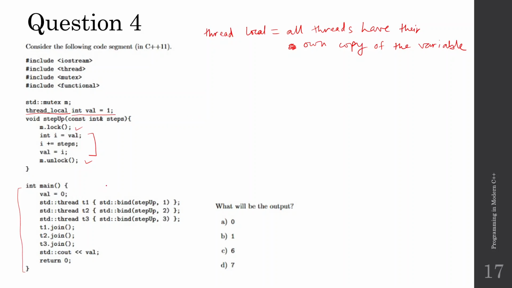So it will also have its own copy of val, which means that this val will not be the same as the val of the other threads. So basically your T1, T2, T3 threads will not modify this val, and so this val will remain 0 only. That is why the answer will be 0. Okay, so that is the answer to the question. Any questions you might have?